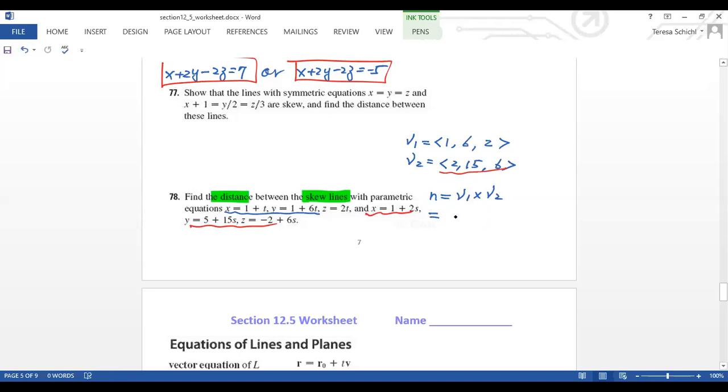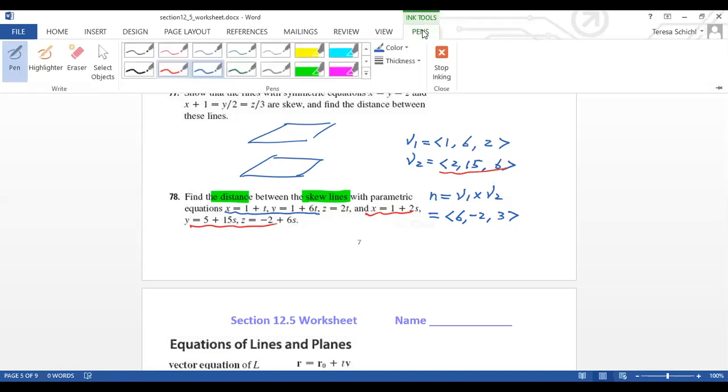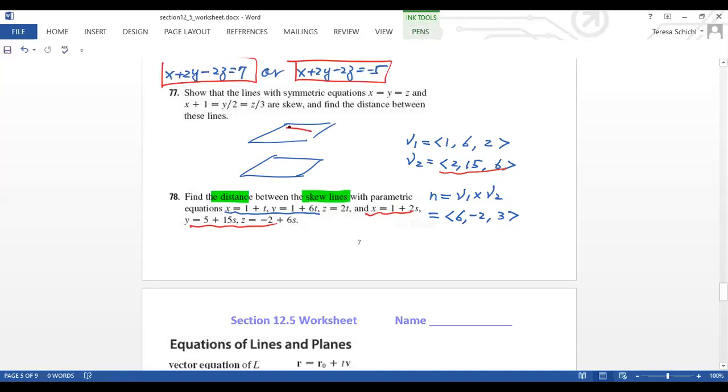So here the normal vector will be 6, -2, and 3. Those are the normal vectors. That means you have two planes here, right? One plane includes one line, and the other plane has the other line on it. So they are not parallel and they don't intersect, they are skew. But both of them have the same normal vector, right?